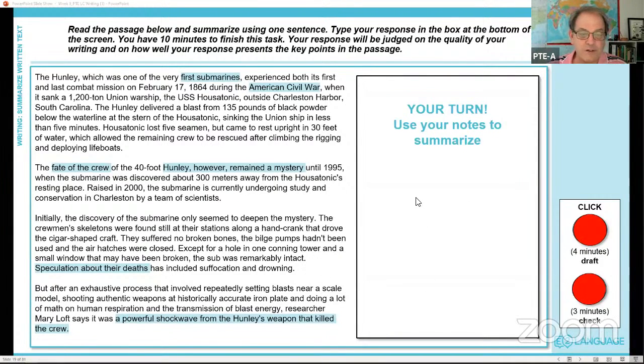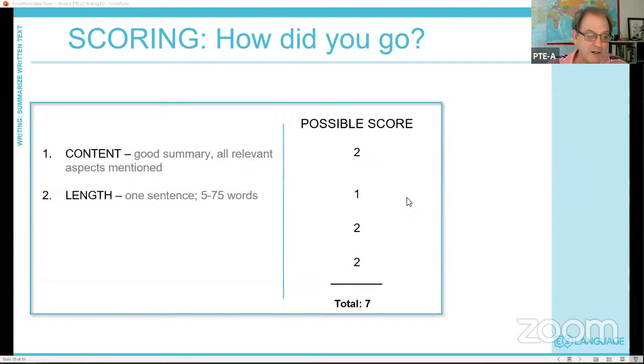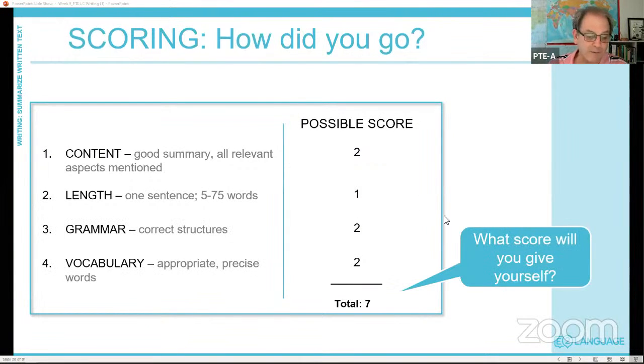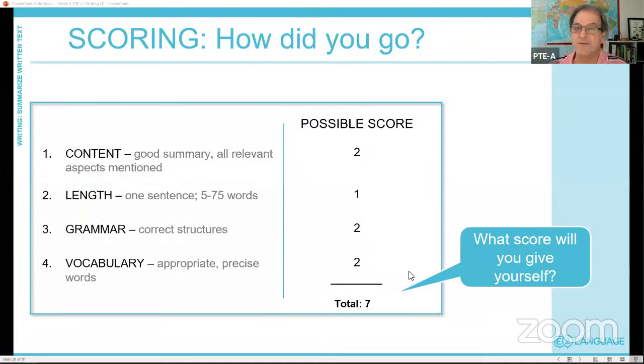And what I suggest you is submit some of those after you've practiced so that you get some feedback from the platform when you sign up. The 4 criteria: content, C, L, length, G, grammar, and V, vocabulary. Total out of 7. Give yourself a score. Good work, Nikhil. Give yourself a score out of 7. It's just an indicator as to where you think you are today.